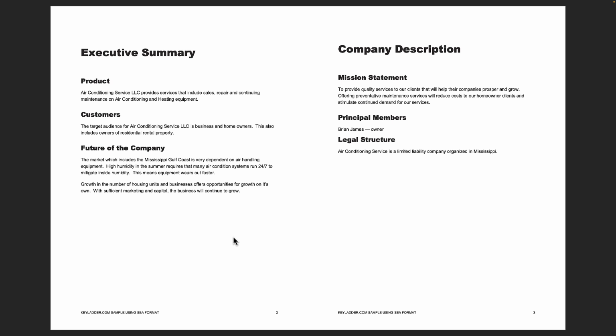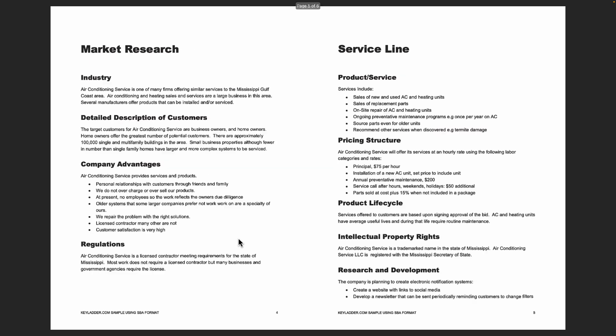Principal members. Many people have more than one person in the LLC or the subchapter S, or possibly even a C corporation. Lay out who those people are, and it's not necessary to give percentages of ownership. Just maybe they have a different title. For example, you might have the owner and you might have someone who is the dispatcher. And then a legal structure, it's in this case a limited liability company in Mississippi, and it's just simply that statement. You don't need to get more complicated.